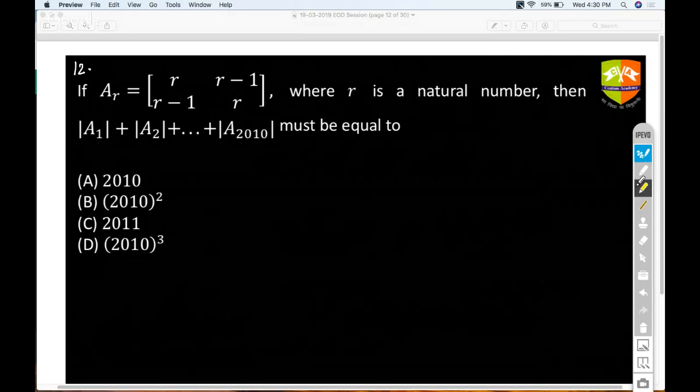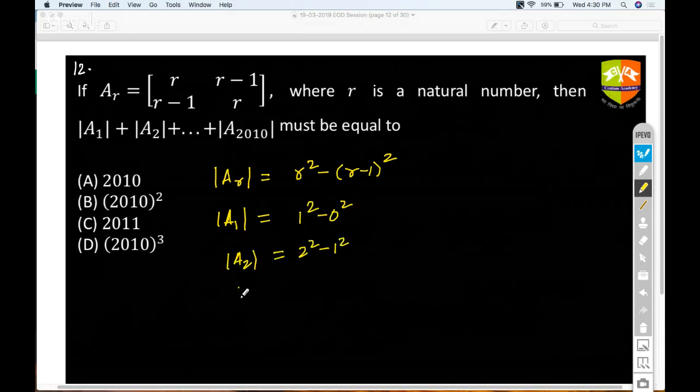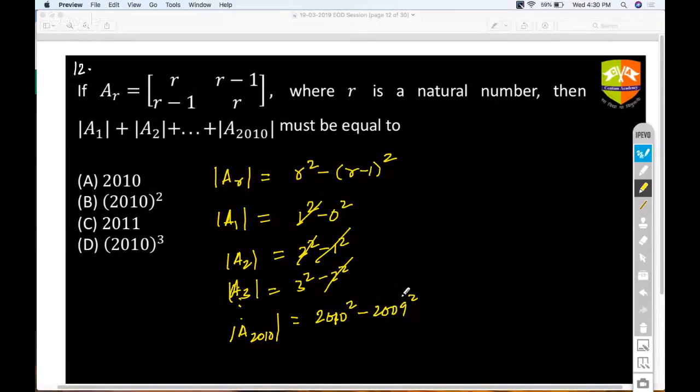Yeah, so mostly people are going with option number B. That's actually a very simple one. This is going to be just r square minus r minus 1 whole square. So when you start putting the value of r as 1 and so on, you start getting terms like this. So this will become 2010 square minus 2009 square, and terms alternately will start getting cancelled. This will get cancelled with the next term, which is 3 square minus 2 square, and this will lead to cancellation of all the terms, leaving 2010 whole square. So option B is correct in this case.